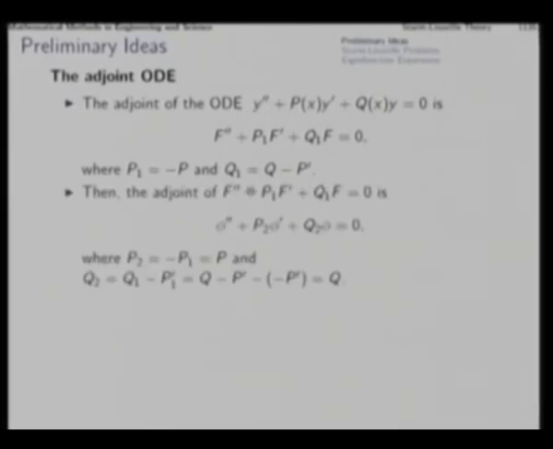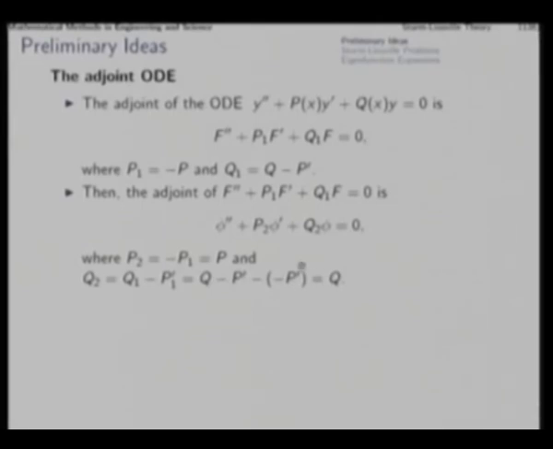The adjoint of this differential equation will be another such differential equation, phi double prime plus p 2 phi prime plus q 2 phi equal to 0, in which p 2 will be minus p 1 and q 2 will be q 1 minus p 1 prime, exactly like this. So, p 2 is minus p 1, which is p, and q 2 will be q 1 minus p 1 prime, but q 1 itself is q minus p prime. So, in place of this you write q minus p prime, and p 1 itself is minus p. So, in place of p 1 prime you write minus p prime.